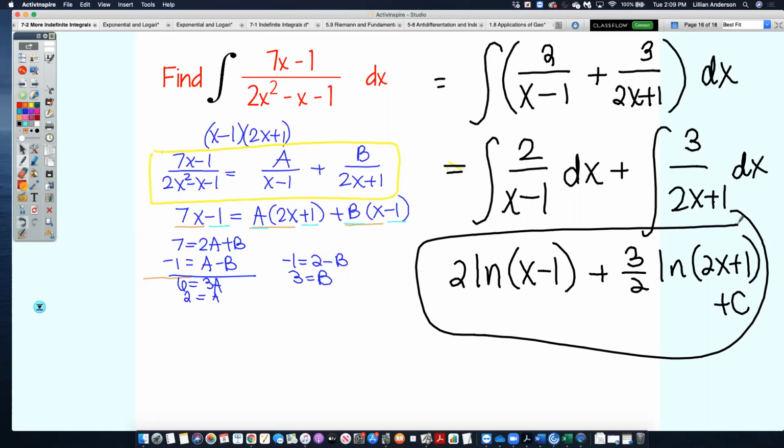So for the types of functions that are rational, that you cannot use substitution or any of the other methods that we are going to learn, you can create partial fractions and then take the antiderivative of those pieces individually. Sounds good. Yep. Okay.